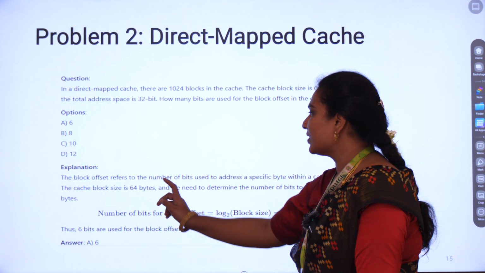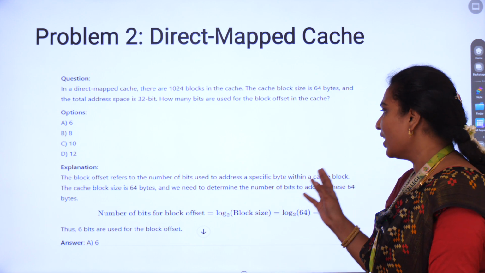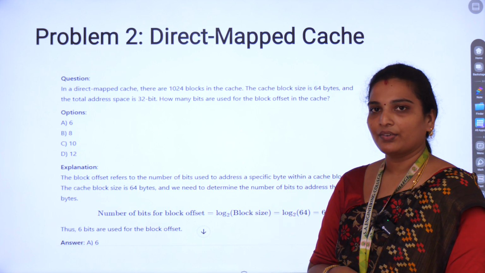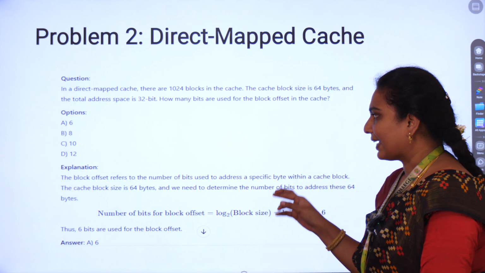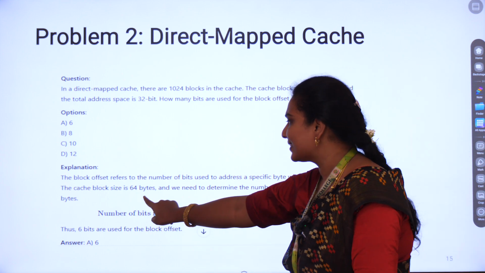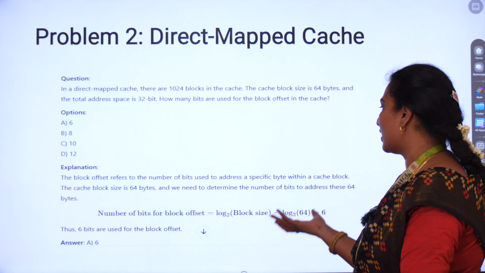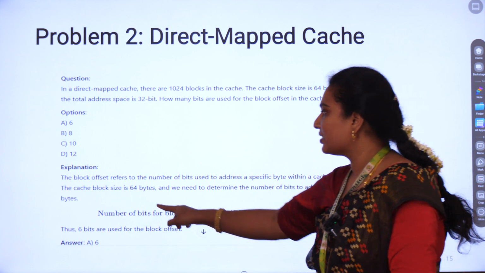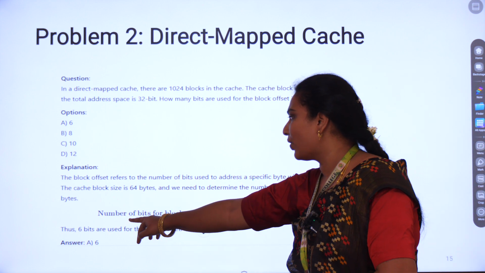The block offset is the number of bits which is used to address a specific byte available within the cache block. The cache block size is mentioned as 64 bytes, so we need to determine the number of bits which are used to address these 64 bytes. Let us use the formula for this.